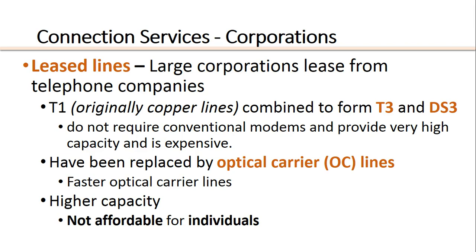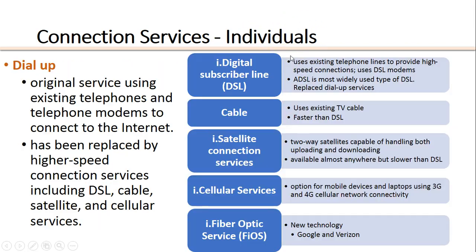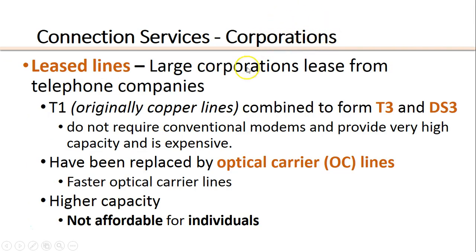So next we will go to connection service. There are two types of connection service. One is from the corporations and another one is the individual connection service. First, we will look into this one, corporation. So we have lease line, a large corporations lease from telephone companies. We have T1, originally copper lines that combined to form T3 and DS3. It does not require conventional modem and provides very high capacity and is expensive.